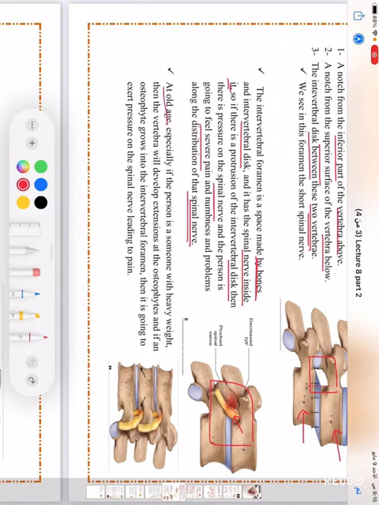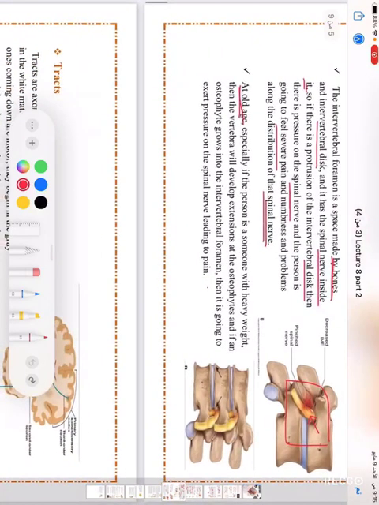At old age, especially if the person is carrying heavy weight, people who suffer from obesity and are also old, then the vertebra will develop extensions. You see here, we will have extensions, the osteophytes, and if an osteophyte grows into the intervertebral foramen, then it is going to exert pressure on the spinal nerve leading to pain.